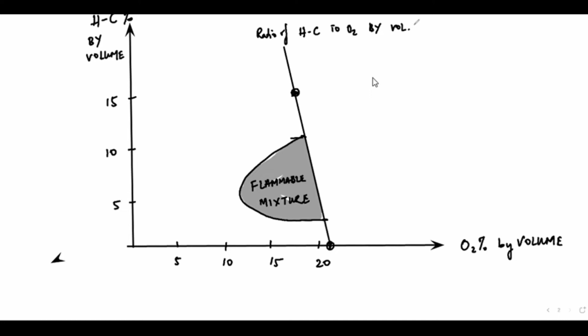The idea is that the gas concentration inside the gas mixture that is inside a tank should never be within this range. For example, let us say my oxygen is 15% and my hydrocarbon is 5%. That will give me a point here. I don't want this to happen. It should never be here. It should always be outside.